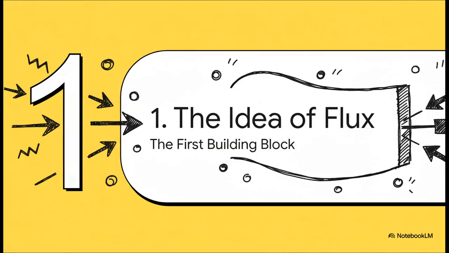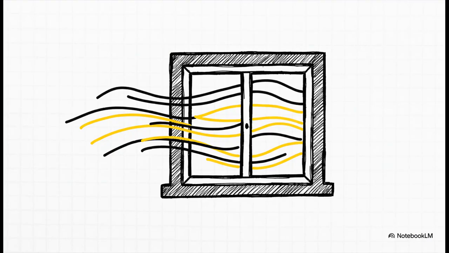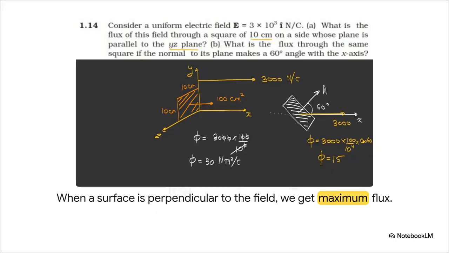Okay, first things first, we have to start with this core idea of flux. Don't let the word scare you. All it really is, is a way to measure how much of something, for us an electric field, is passing through a surface. And the best way to think about this is with a really simple analogy. Imagine the electric field is kind of like a wind blowing. Flux is just how much of that wind is blowing through your window frame. That's it.